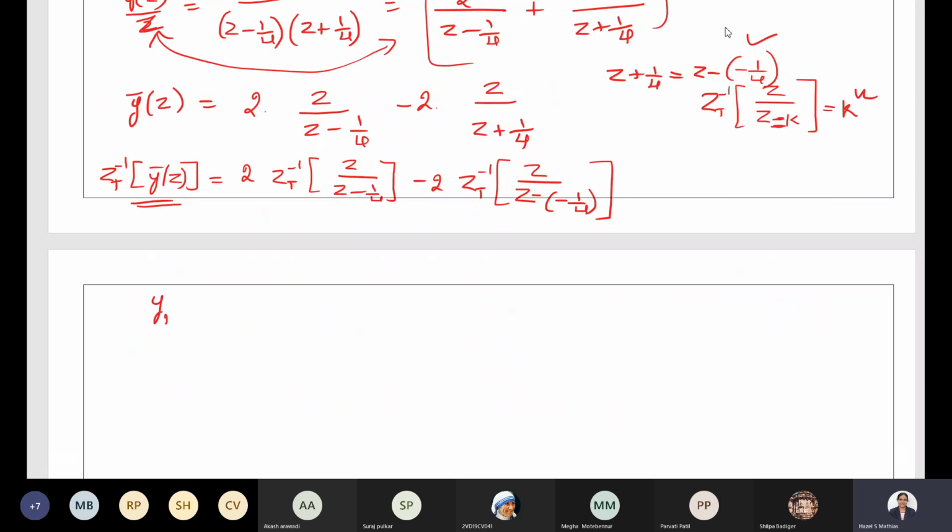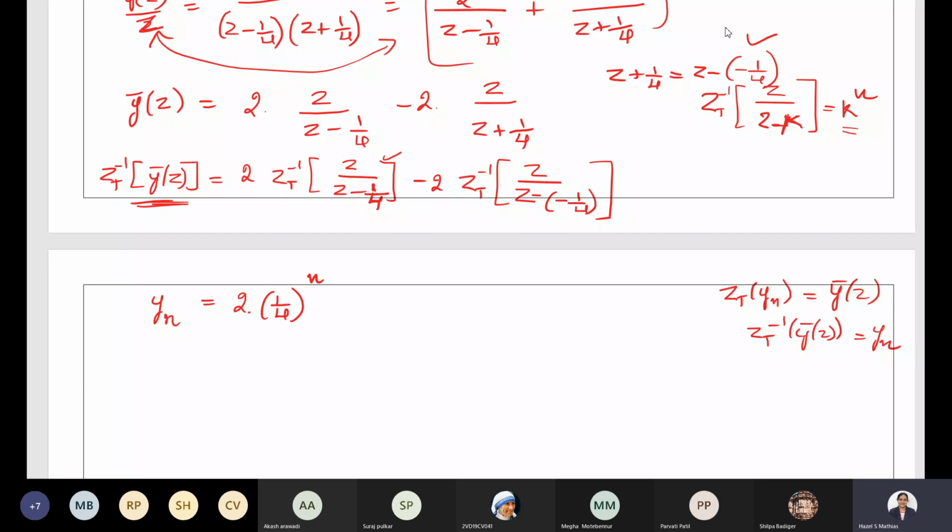Inverse z transform of y bar of z is yn, because this is from the definition of z transform. Z transform of yn is y bar of z. So inverse z transform of y bar of z will be yn. What is inverse z transform of z by z minus 1 by 4? Same concept you apply. Inverse z transform of z by z minus k is k power n. So same problem, where k is 1 by 4. That's why this is 1 by 4 power n.